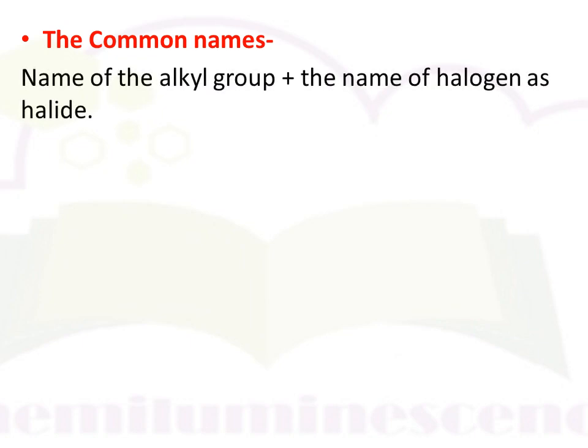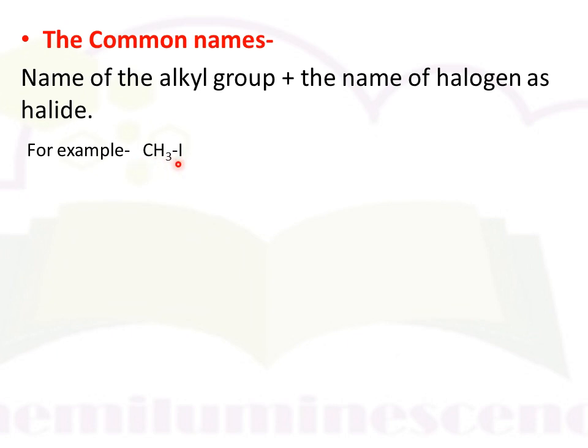This is the rule. I convert it into a formula: name of alkyl group plus name of halogen as a halide. That is, we write the name of the alkyl group as a prefix and the name of the halogen as a suffix. Let's see with the help of an example. This one is the example, CH3I. Here this CH3 part is an alkyl group and this iodine is a halogen.